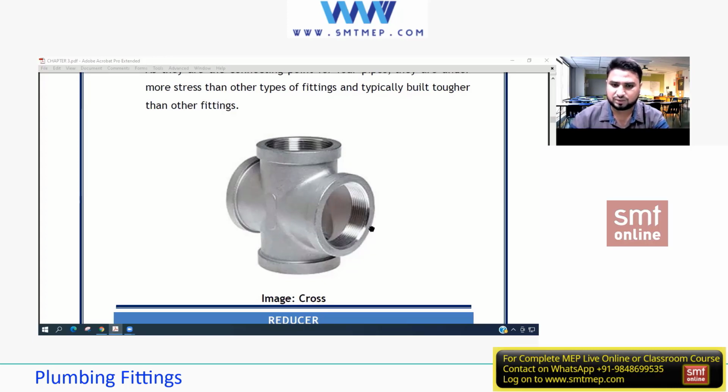But this fitting is not recommended, because this fitting has the maximum pressure drop. When it's manufactured, it is made to very high standards. That means it should have a higher stress and strain capacity, because it will be more stressed than all the other fittings. And this causes the maximum pressure drop.